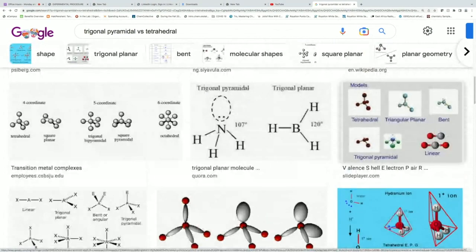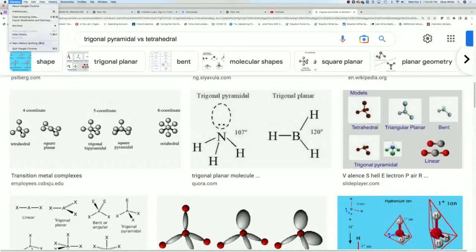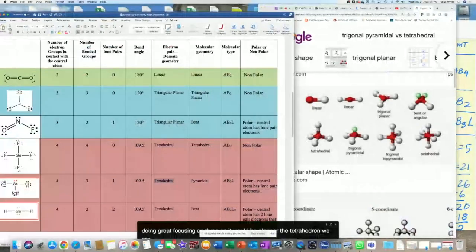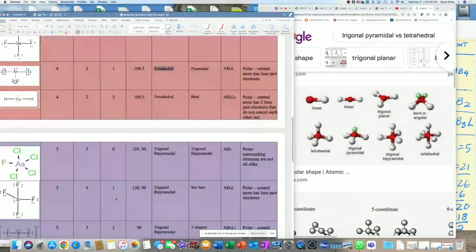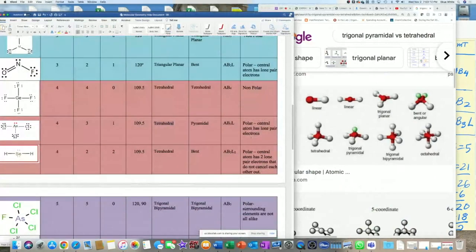So my question: I thought we were not doing bent, and we were only focusing on three. So it would be planar, tetrahedron. Oh, we are doing bends? We're only going to group 4. We're not doing group 5 and 6. But there is a bend here, the last one in group 4.